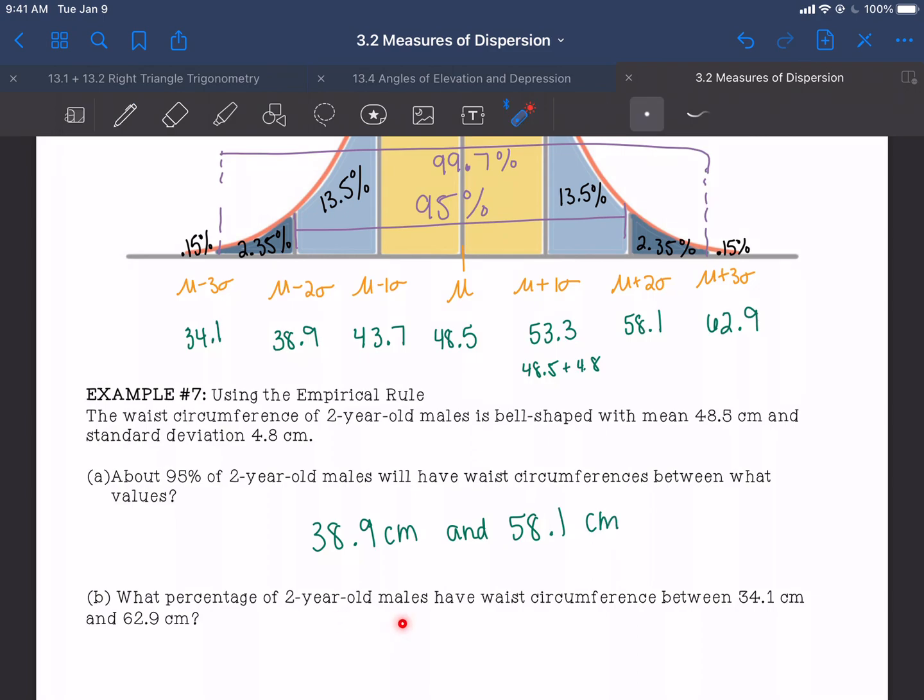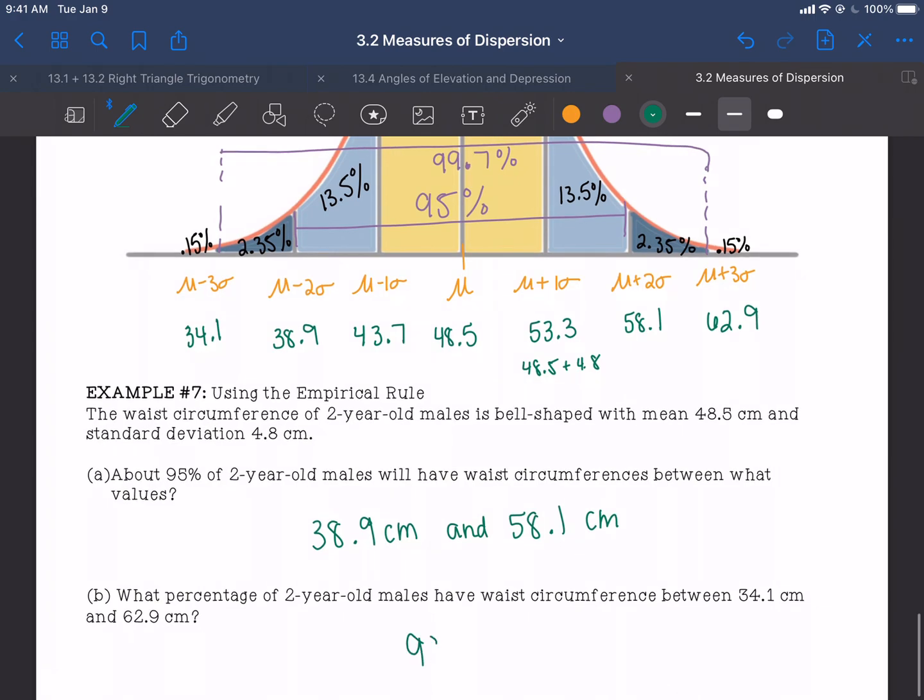What percentage of 2-year-old males have waist circumferences between 34.1 centimeters and 62.9? So 34.1 and 62.9, that's 3 standard deviations below and 3 standard deviations above. So that's going to be 99.7% of 2-year-old males.